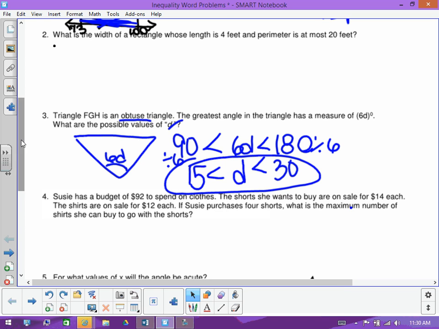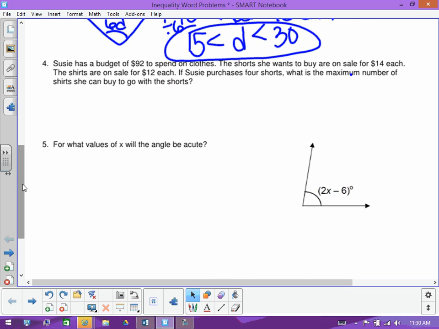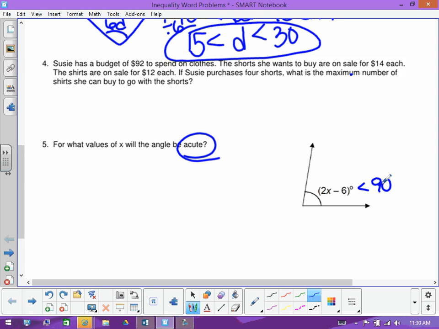So let's skip down a little bit. If you look at number 5, it wants to know for which values of x will the angle be acute. So what does that mean an angle is? Smaller than 90, but bigger than what? 0, because if it was 0, it would be a flat line. So this has to be less than 90. Can it be 90? No, because it has to be less. So this is what we're looking for. It can't be 0, but it has to be less than 90.